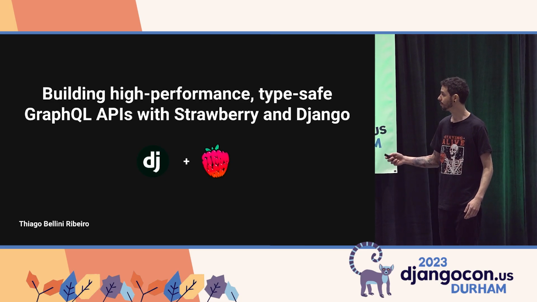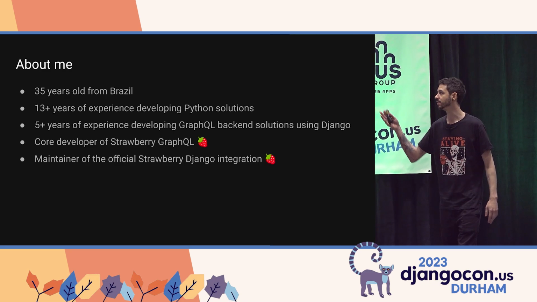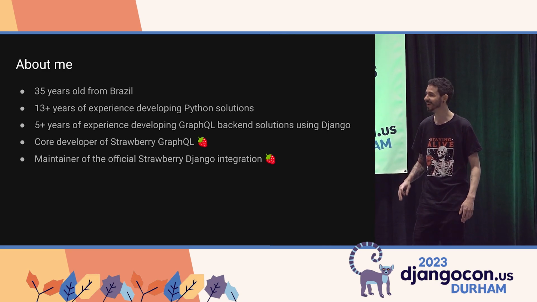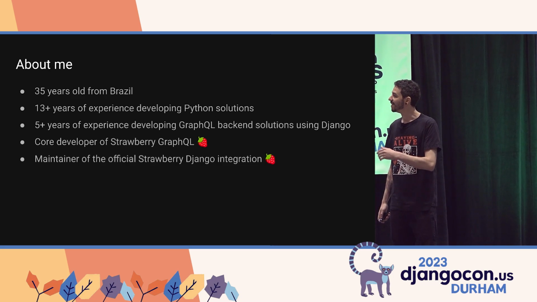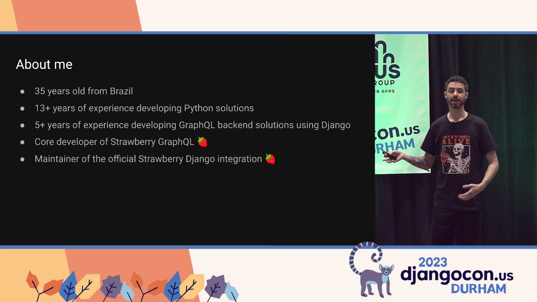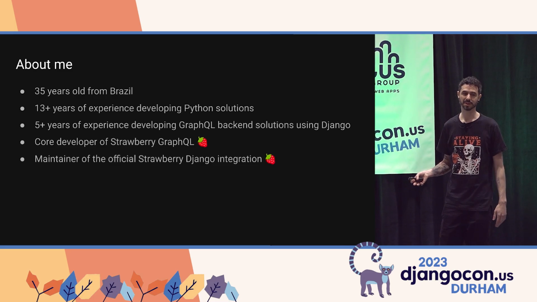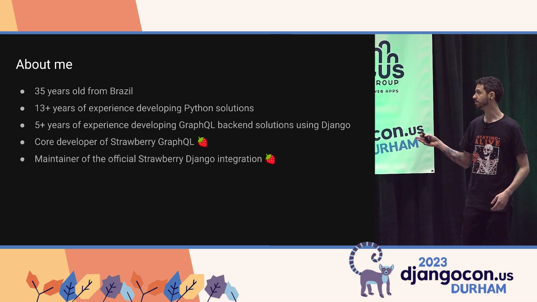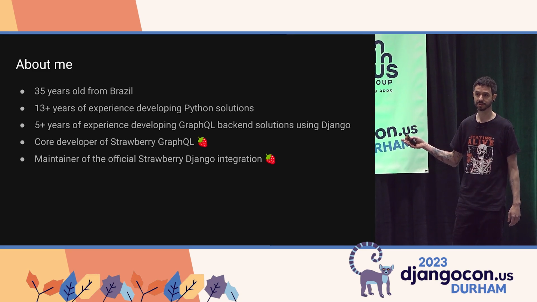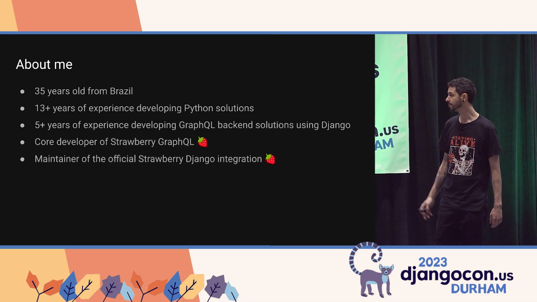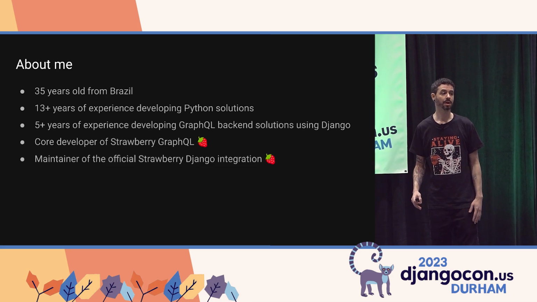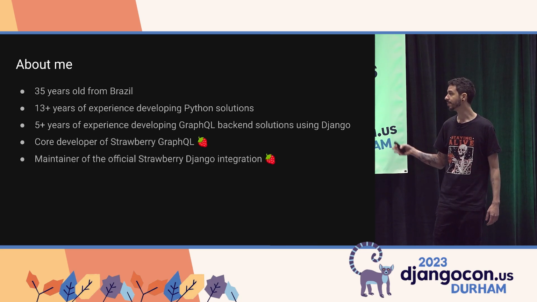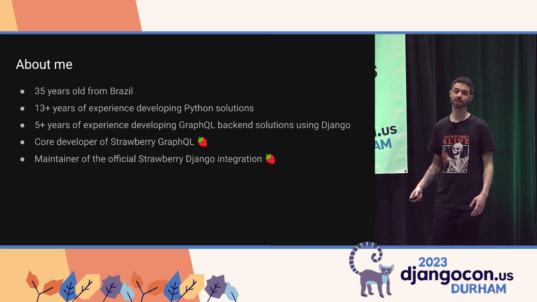And first of all, I'm 35 years old. I am from Brazil. You will notice a Brazilian accent in my speech from time to time. I've been developing Python solutions for at least 13 years now, working mostly with GraphQL solutions together with Django for the past 5 years. I am also a core developer of the Strawberry GraphQL API, and also the official maintainer of the Strawberry Django integration.